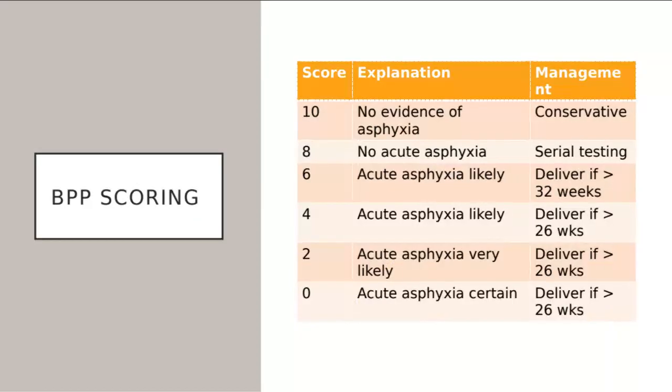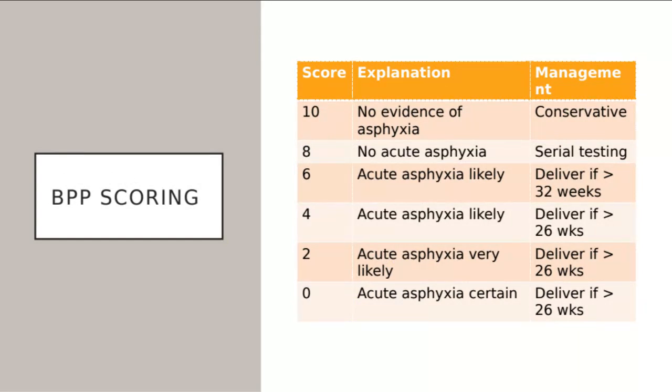Here is our scoring. Like we said, the more points, the better. So if we got 10, that means we saw all of those parameters. There's no evidence of asphyxia. Our management is going to be conservative. So we're basically going to just keep an eye on this mom for whatever reason that we were already keeping an eye on her for, and we're not really super concerned.